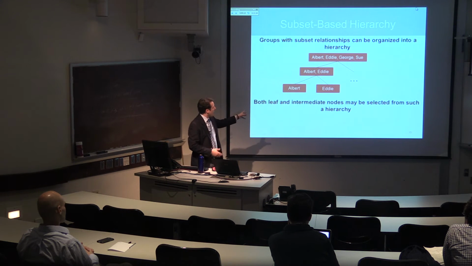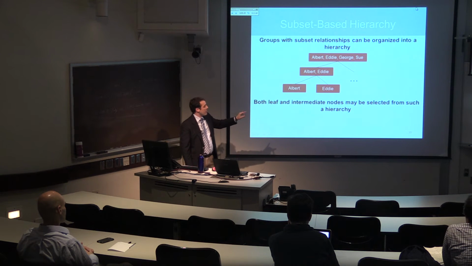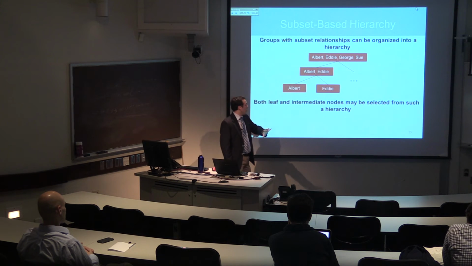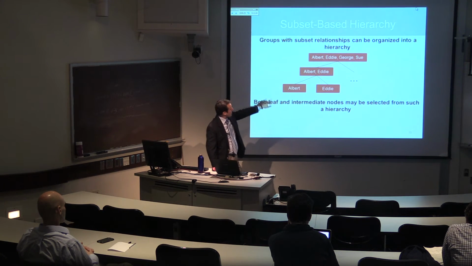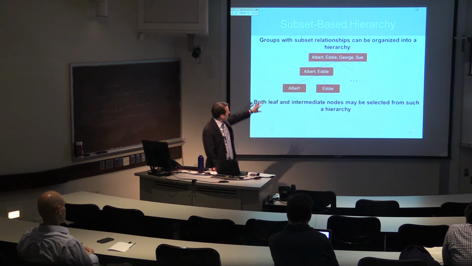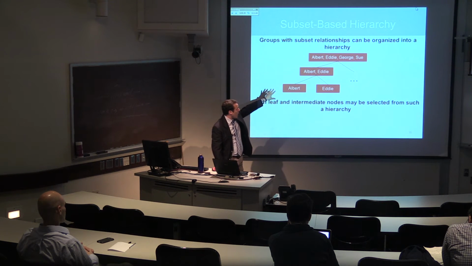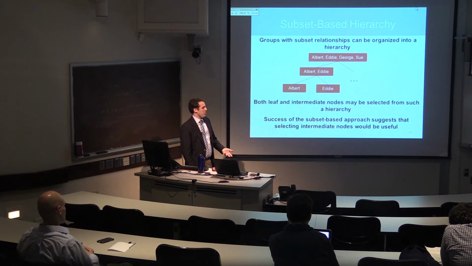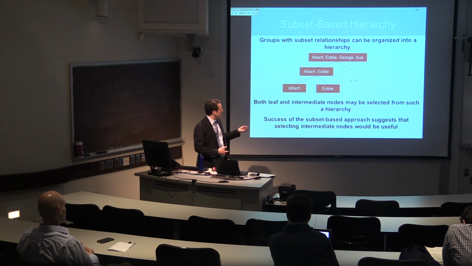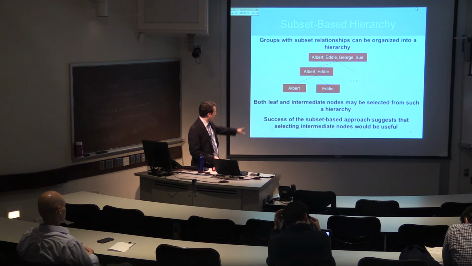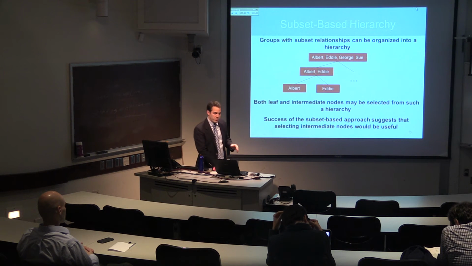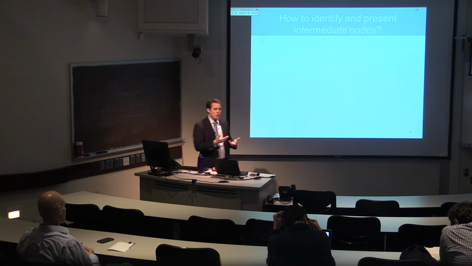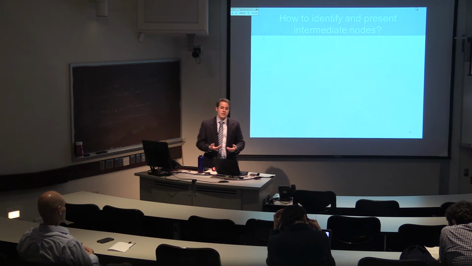And from this hierarchy, both leaf and intermediate nodes may be selected. Current work has just allowed the selection of leaf nodes, but it may be helpful to select Albert and Eddie together, or Albert, Eddie, George, and Sue all together. The success of our subset-based approach suggests that users are building up these hierarchies anyway, so selecting intermediate nodes would be useful. So our next goal was how to identify and present these intermediate nodes.